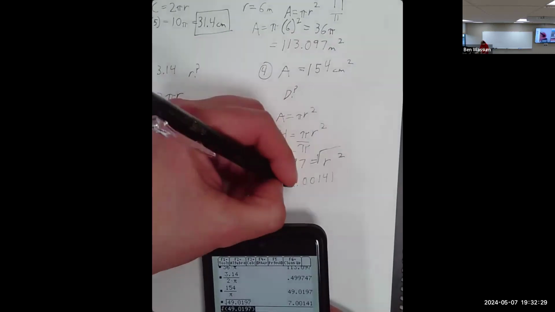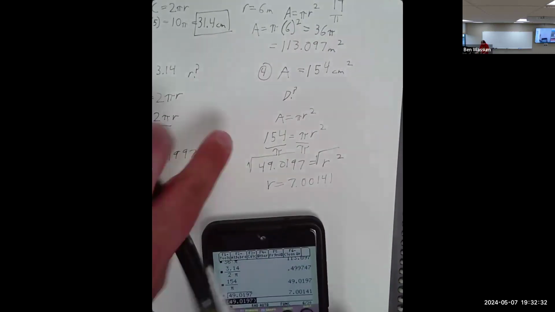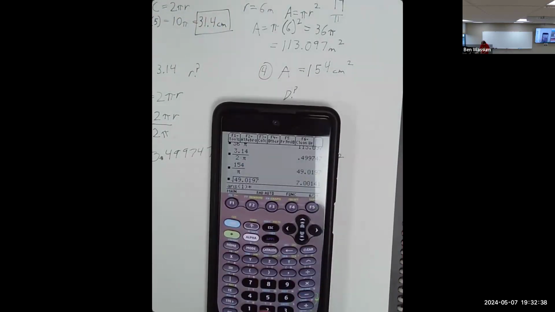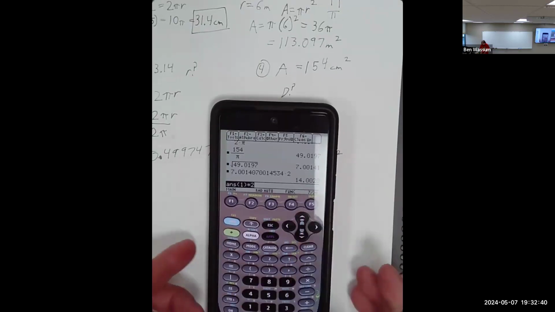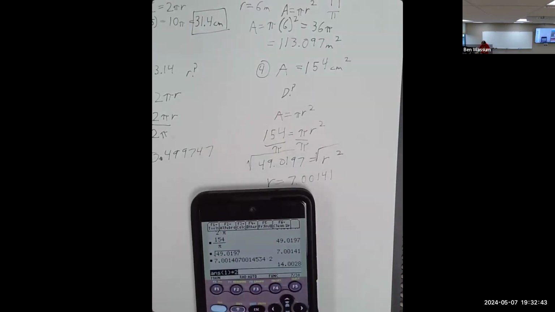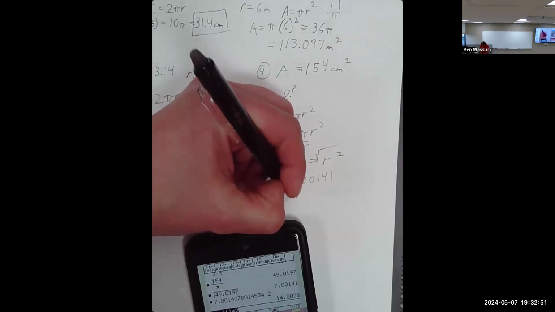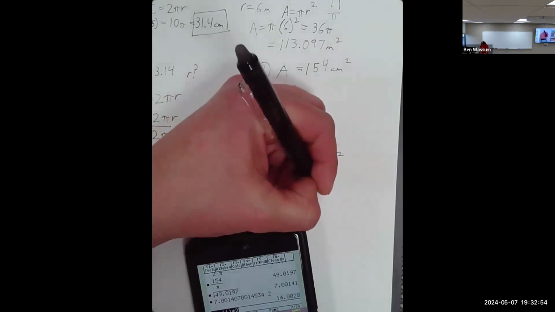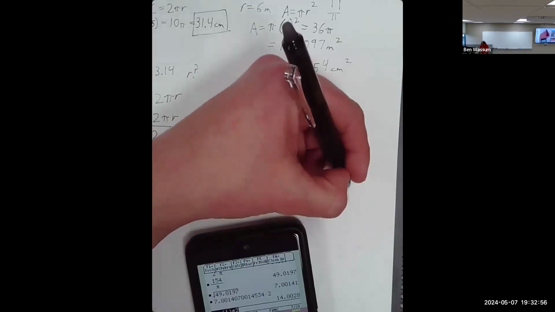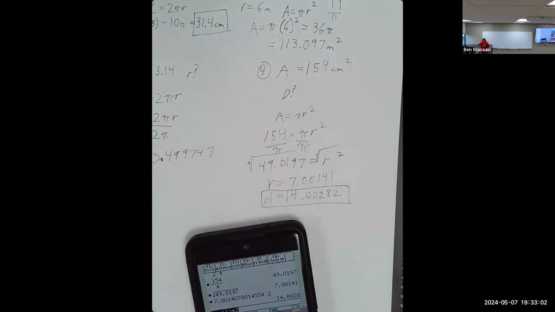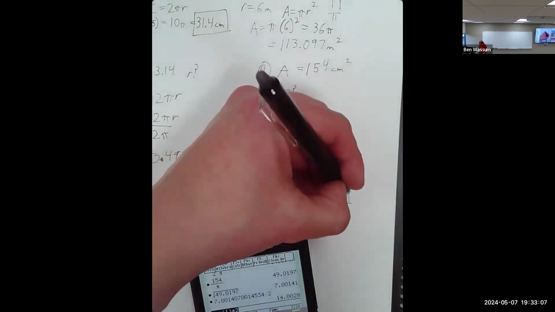Cool. Now, that's the radius, but remember, we're not after a radius, we're after a diameter. Oh my God, how do I find that? Times 2. Oh my God, it's that. All right, whatever. Our diameter would be 14.00282-ish. Got my units. This is centimeters squared, so this would be centimeters.